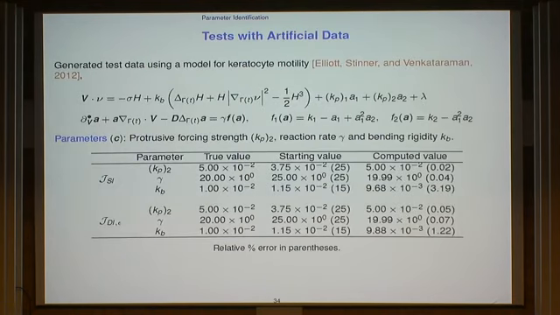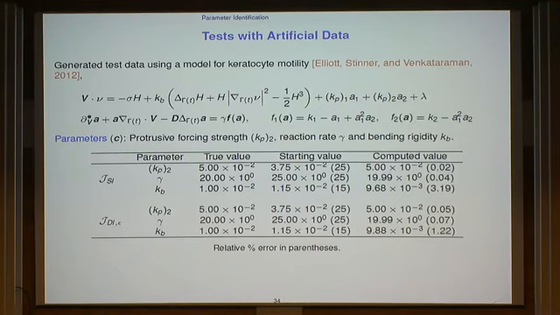Just to illustrate that with some examples, we looked at a numerical example. So we generated some artificial data by solving a model for keratocyte motility forwards in time. So the model is here, and the parameters we want to identify are the protrusive forcing strength, so the coupling between this surface density A2 and the surface evolution law, the reaction rate in the reaction diffusion system, and the bending rigidity of the surface.